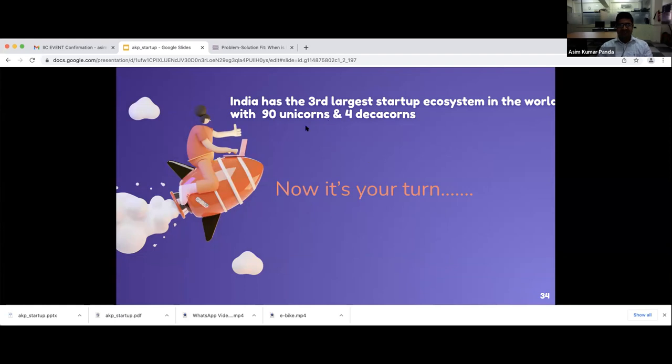And there is another fact: India has the third largest startup ecosystem in the world. And 90 unicorns are available in India. Unicorn means more than $1 billion in valuation. And 4 decacorns. Decacorn means more than $10 billion. These are facts I think a student should know. In India we have enough opportunity, and the main opportunity is the market in India. That's a huge bonus point for all of us.